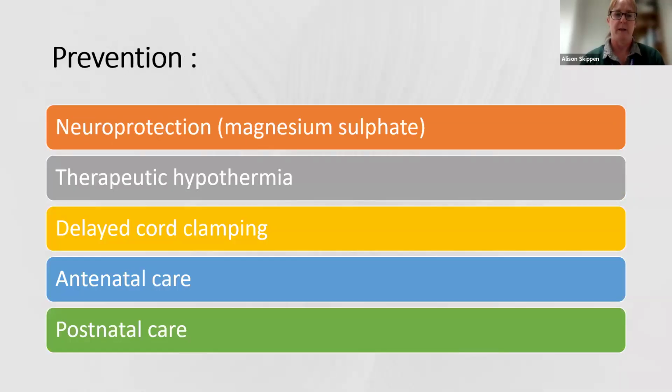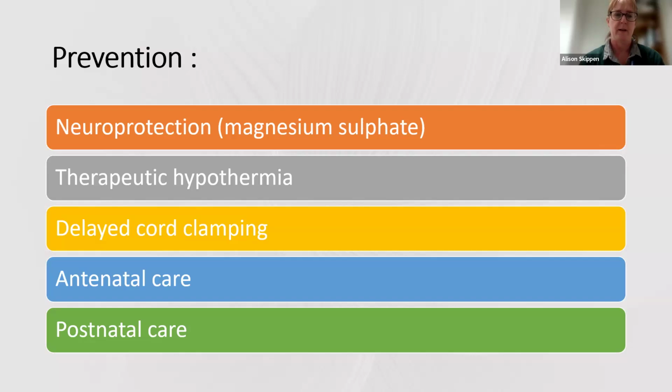We talked about prevention. I think the only thing we didn't talk about here in prevention was HIE. If a baby has HIE at birth, they will usually have therapeutic hypothermia. They're cooled for about 72 hours in the neonatal unit, down to 33 degrees for that whole period of time.